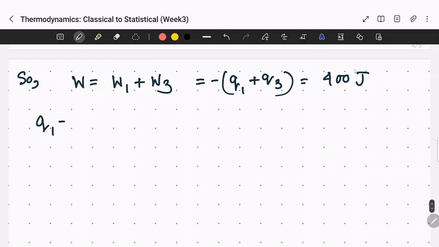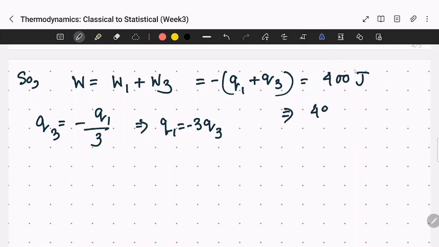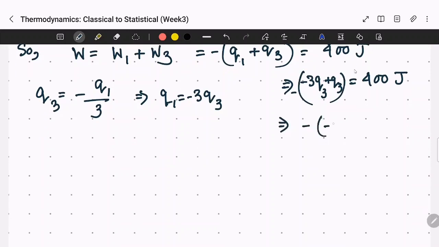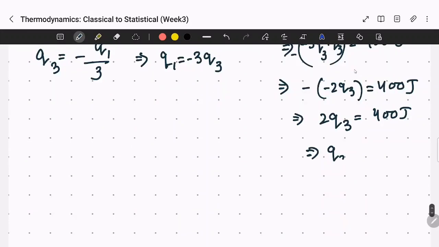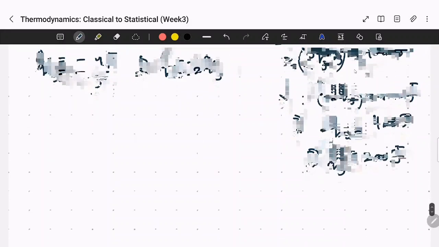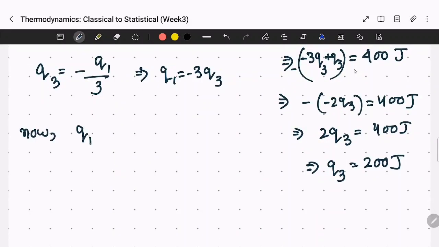And you know that Q3 is Q1 by 3 with a minus sign. So if you put it, Q1 is basically minus 3Q3. Let me check. This is Q1, minus 3Q3 plus Q3, and here is another minus sign. So minus of minus 2Q3 is 400 joule. Yes. So 2Q3 is 400 joule. So Q3 should be 200 joule. It is heat. Now Q1 is 600 joule.